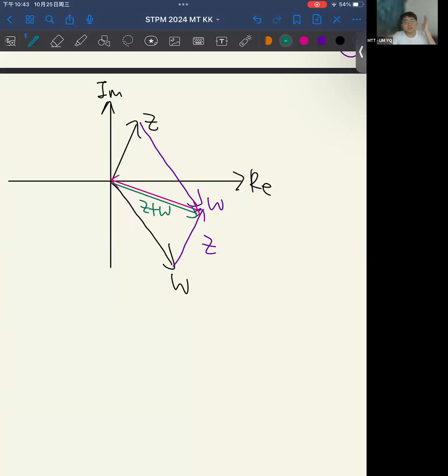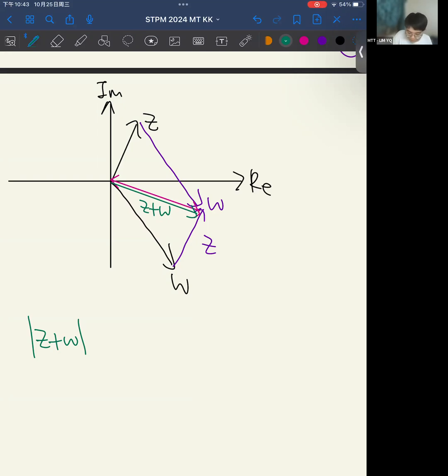So if you want the length of this diagonal, meaning that you want the modulus of Z plus W, this is the length of the diagonal of the parallelogram. Okay. So what is this value equal to?